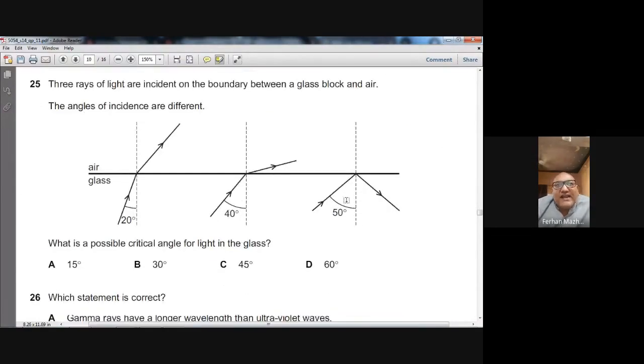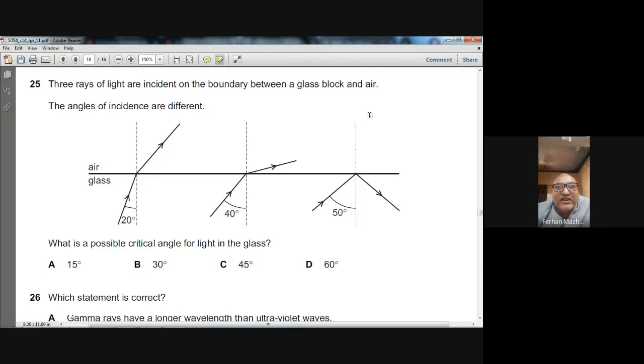Three rays of light are incident on the boundary between a glass block and air. The angles of incidence are different. When the angle of incidence is 20, the light is entering into the air. When the angle of incidence in the dense medium is 40, the light is still entering into the air. The angle of refraction will be larger than 40. And when the angle of incidence is 50, the process of total internal reflection has taken place.